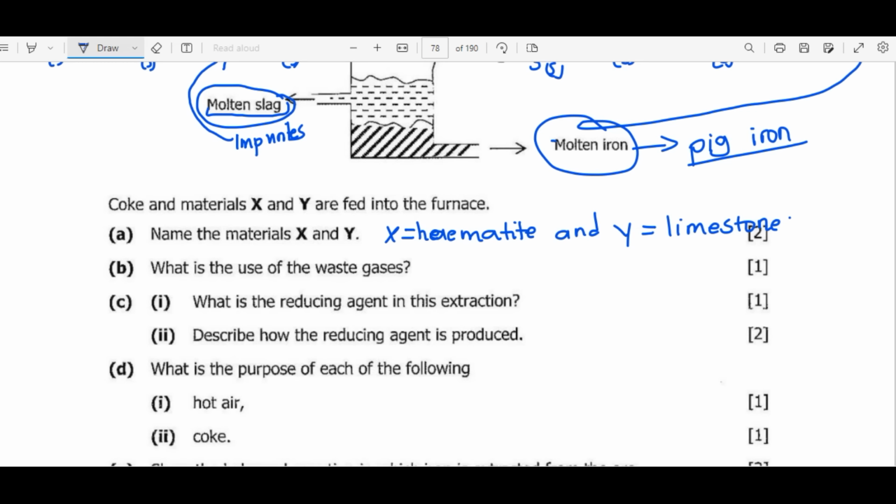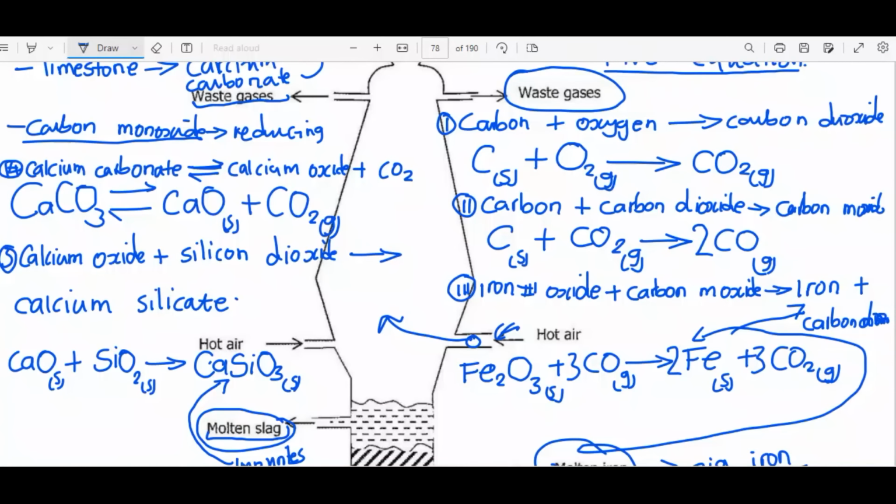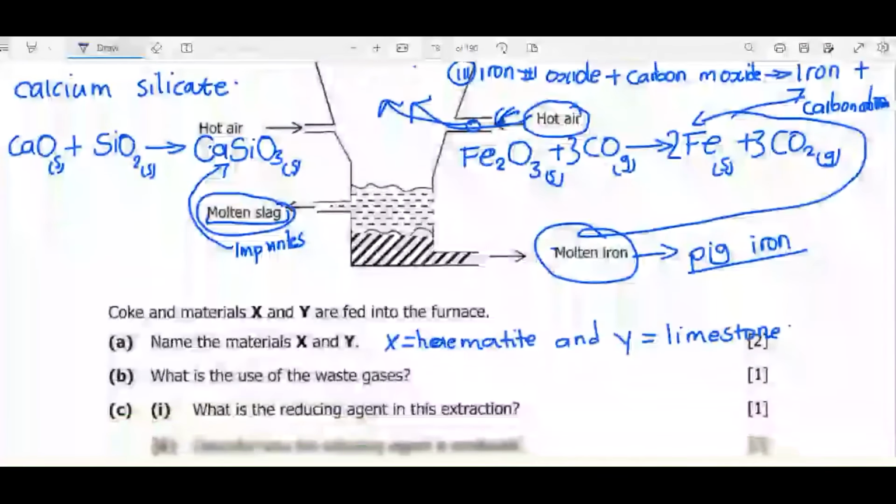Then what is the use of the waste gases? Remember, the waste gas is the carbon dioxide. So the carbon dioxide that is coming out is very hot, and we need the hot air that should enter the blast furnace to react with carbon to give us the carbon monoxide. So the importance of the waste gases, which is carbon dioxide, is that it heats up the surroundings. We want the surroundings to be heated up so that the oxygen gas that is entering the furnace must be heated. So that is it.